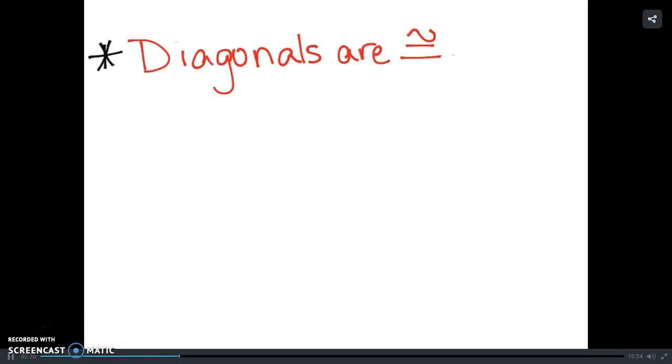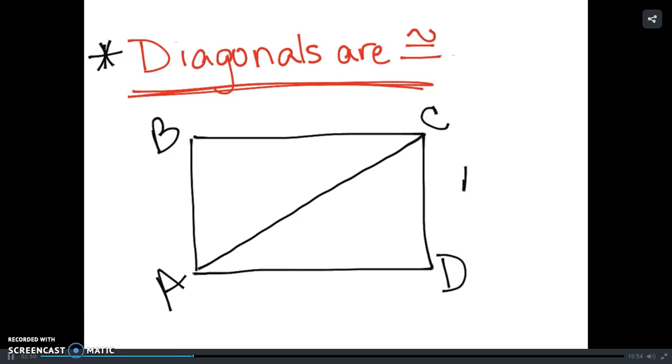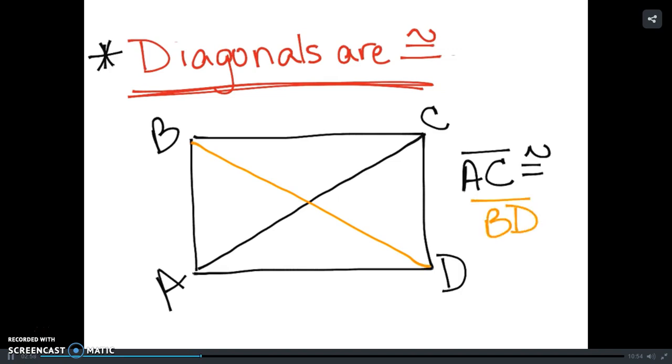And then our new one, and I've written it here in red because this is new. So the diagonals of a rectangle are going to be congruent. Okay? So that means from here to here, so let's give this one a name. That would be diagonal AC would be congruent to diagonal BD. Okay, because if it's a rectangle, the diagonals are congruent. That is new. That was not true of all of our other parallelograms.